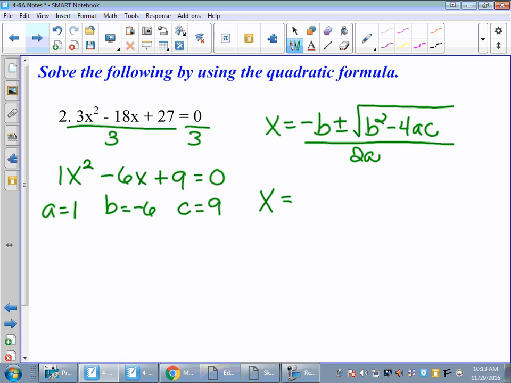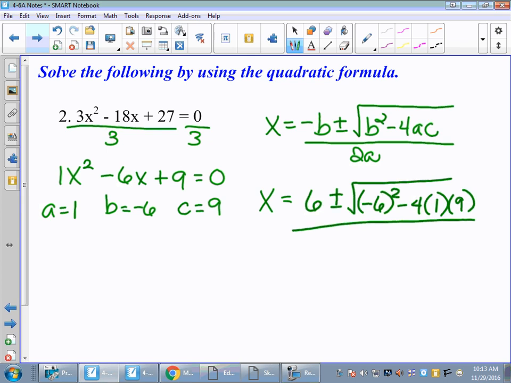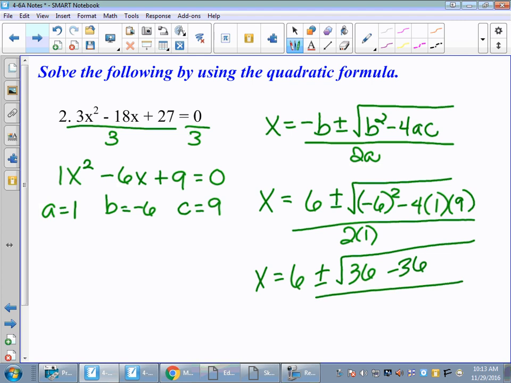X equals, now we're going to substitute. Since my b value is negative 6, the opposite would be positive 6, plus or minus the square root of negative 6 squared minus 4 times 1 times 9 all over 2 times 1. X equals, I can do 3 multiplications. 6 plus or minus the square root of 36 minus 36 all over 2.